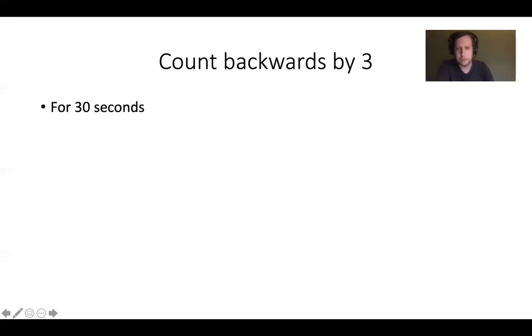Okay, so that was the word list. Now what I want you to do is, starting from the number 547, count backwards by 3 for 30 seconds. So please start now, starting at 547. Count backwards by 3, starting now, and I'll count out 30 seconds.